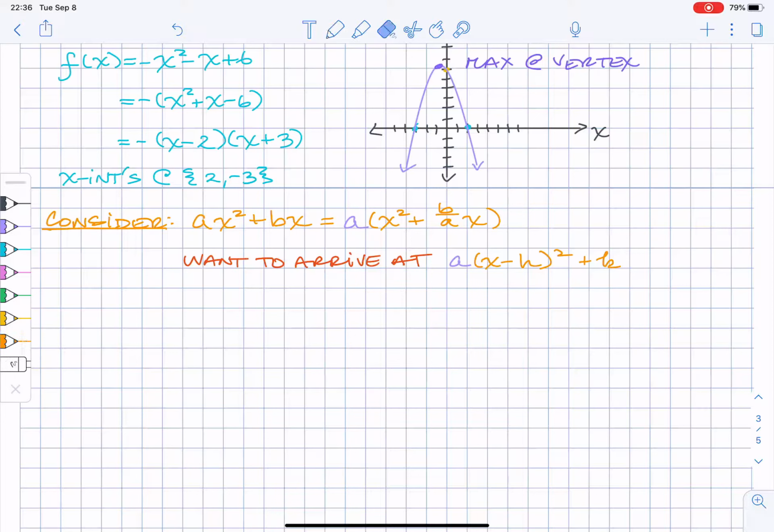Actually, let me not do the plus k now. Let's just do this for the time being. So what is this? If I expand, this is going to be x squared minus 2xh plus h squared.